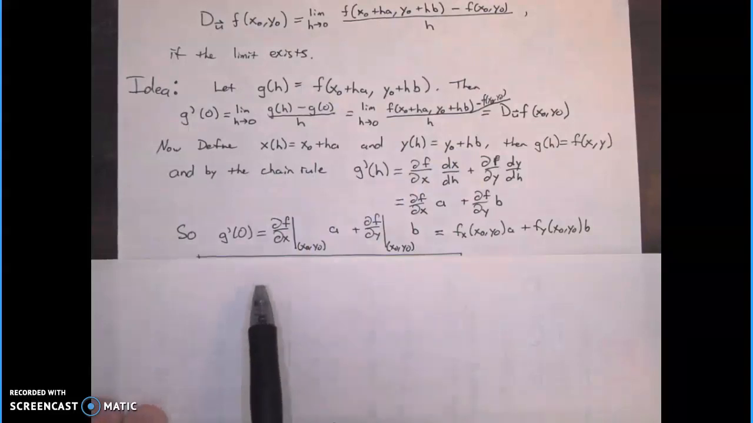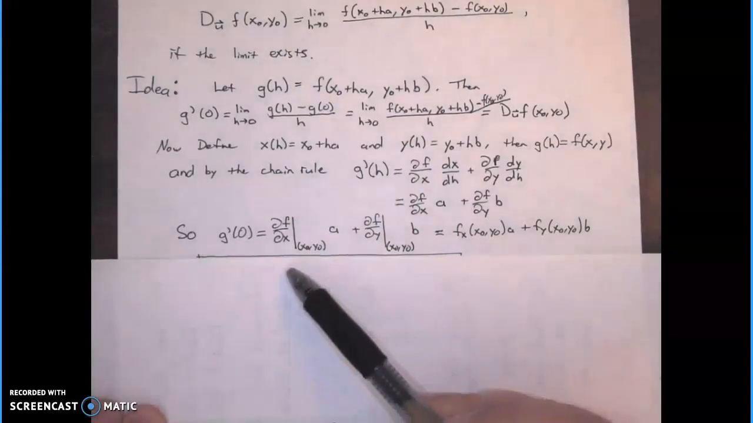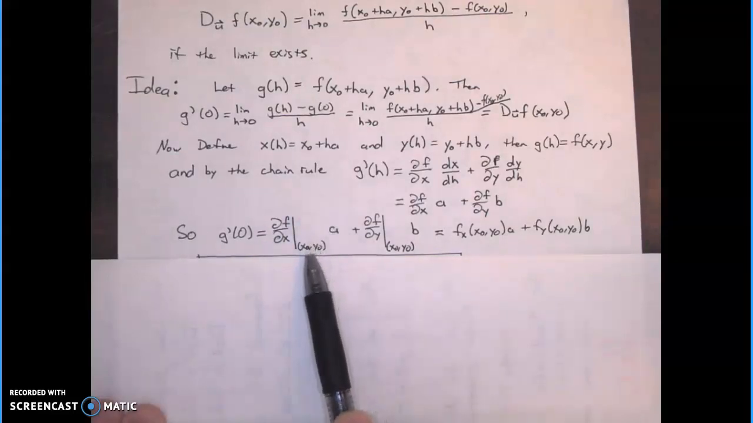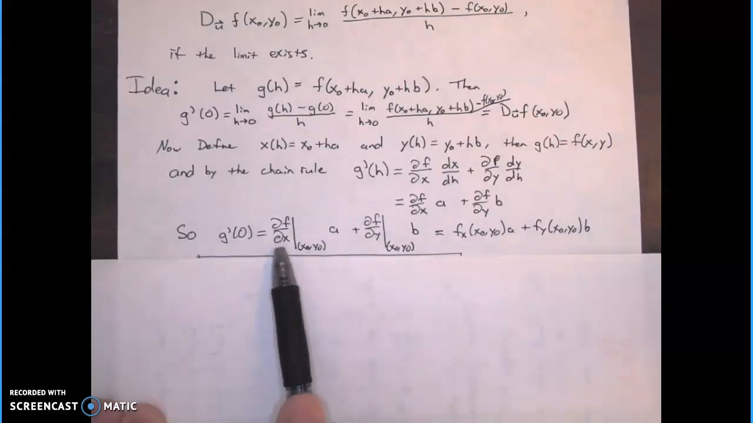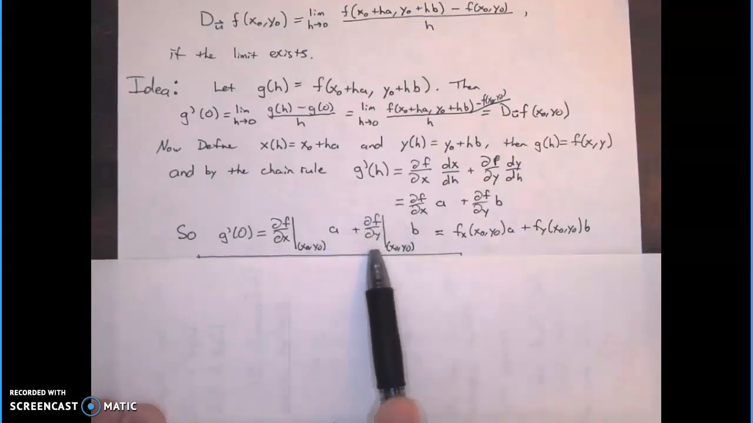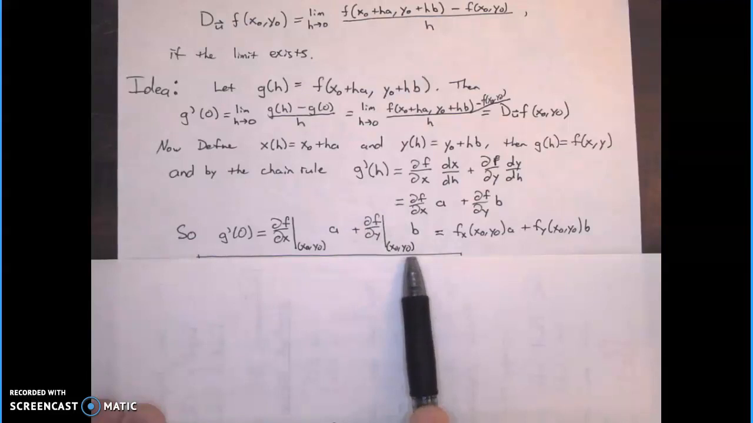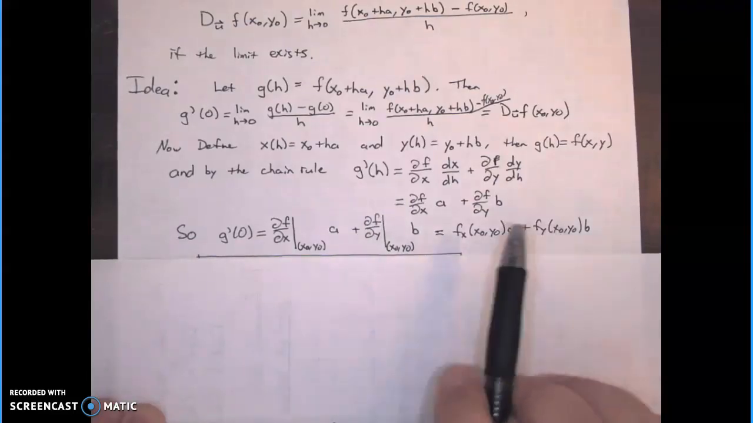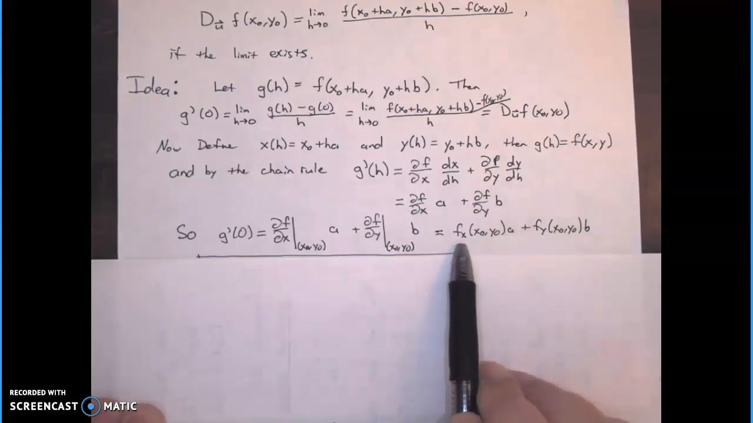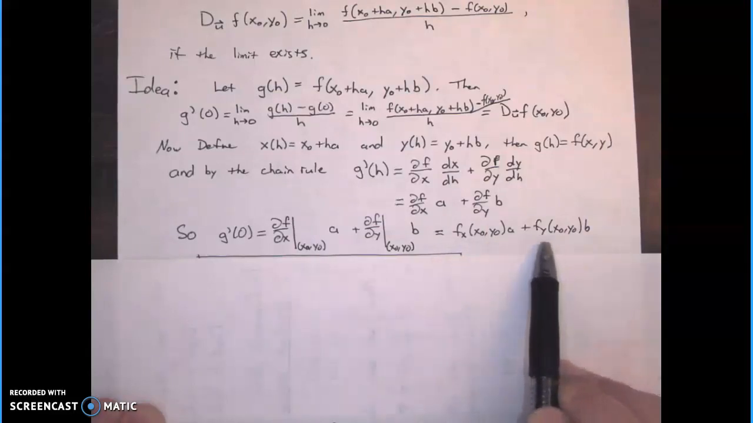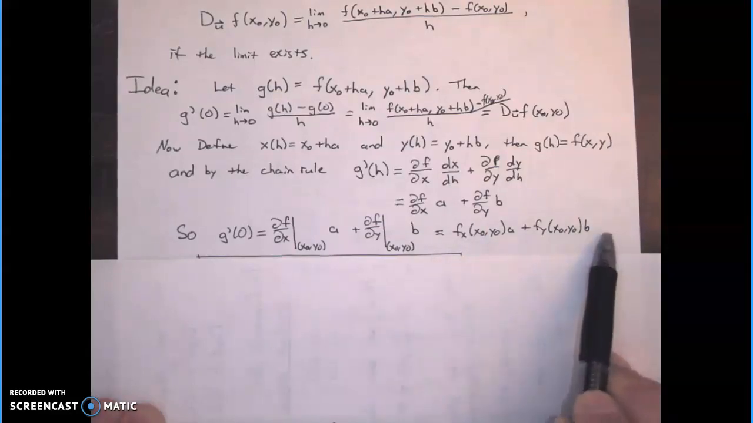So let me explain this notation here. I'm saying that g prime 0 is equal to the partial derivative of f with respect to x, this big line here, and the point means evaluated at this point x naught, y naught. So we take a partial derivative, and then we plug this point in, times a, plus the partial derivative of f with respect to y evaluated at x naught, y naught, times b. Written in a different, perhaps simpler notation, this is still a partial derivative using subscript notation, evaluated at x naught, y naught, times a, plus this partial derivative with respect to y at x naught, y naught, times b.